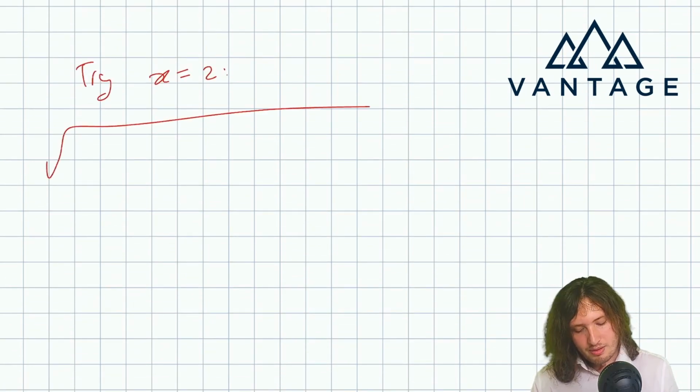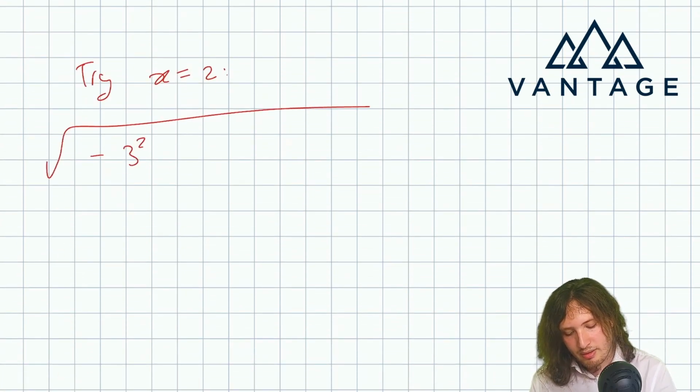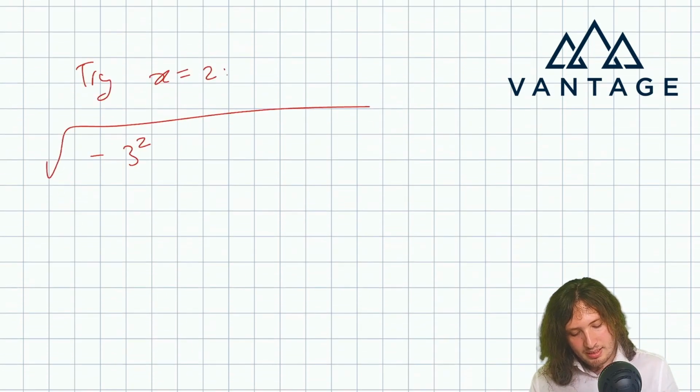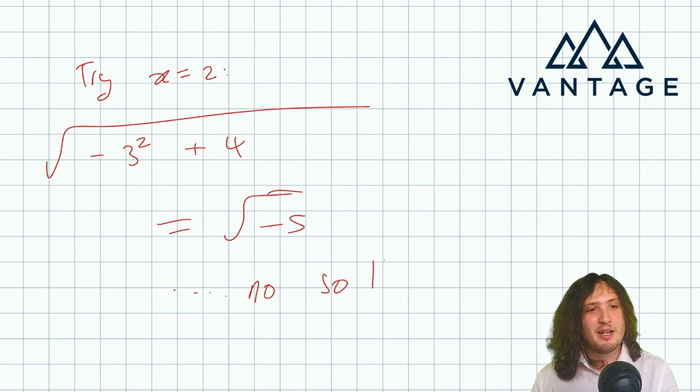So the square root thing is going to be, let's see, well, at 2, that's going to be minus 4 plus 12 makes 8, minus 5 makes 3. So I'm going to get minus 3 squared. And then that there is going to be a 1, so I'm going to get plus 4, which is clearly no solutions, right? The thing inside the root is negative. So at x equals 2, there's no value of d that's possible.